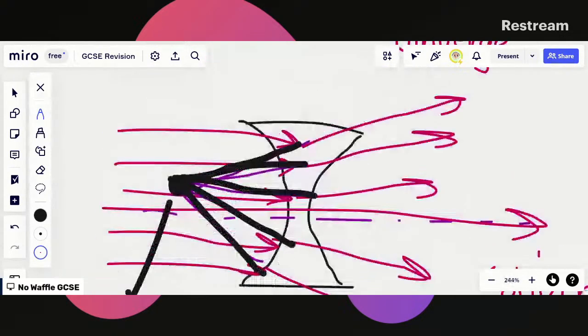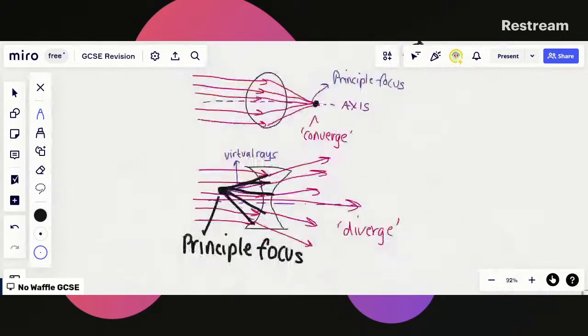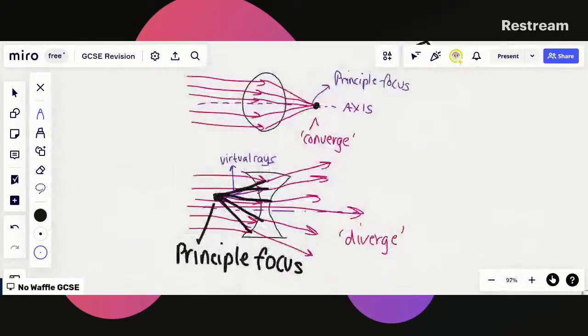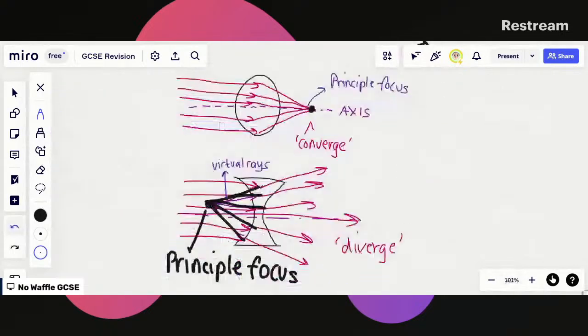So these black lines are called virtual rays because they are not real. They're just virtually there, but they're not real. Whereas you can see that these lines here are real lines. Now, this will all help us understand how to draw the diagrams sooner or later.